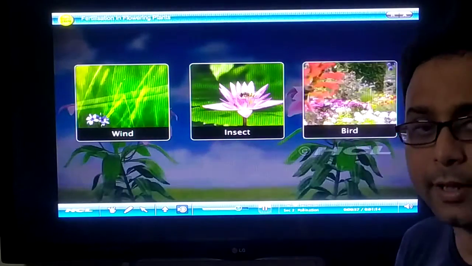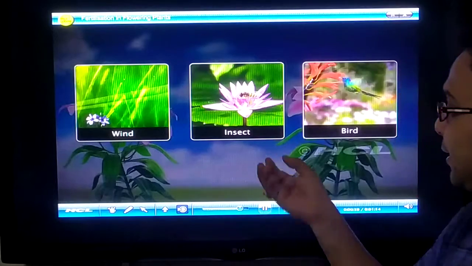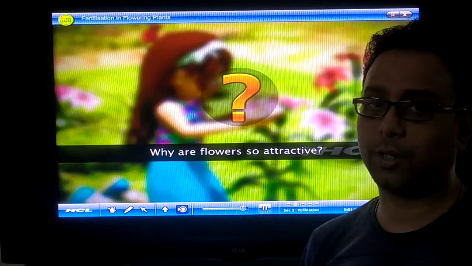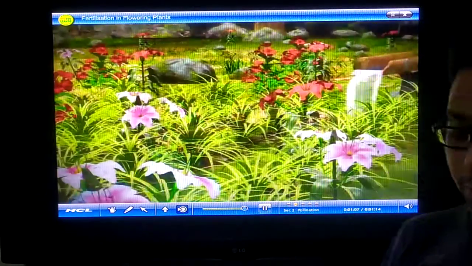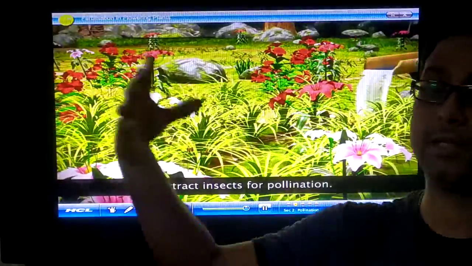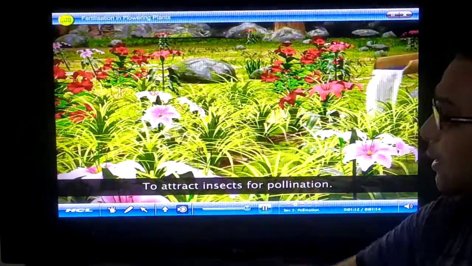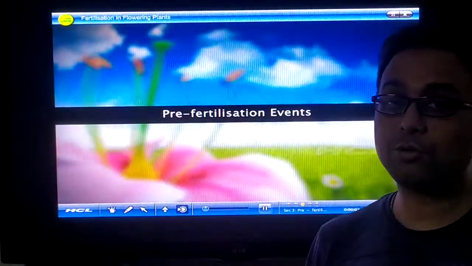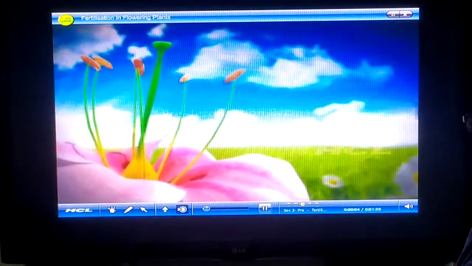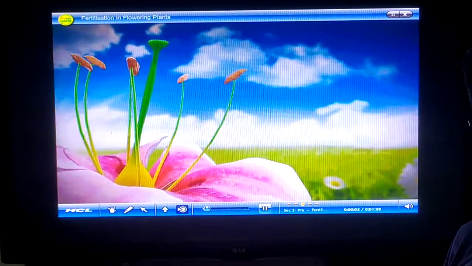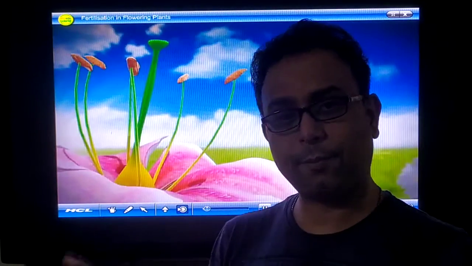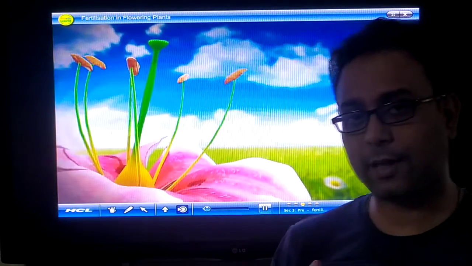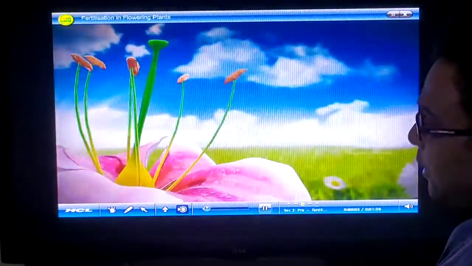Cross-pollination happens by different agents, like wind, insects, birds. Different agents are responsible for cross-pollination, because it is very important to transfer the pollen grains to a very distant place. But why are flowers attractive in nature? Due to the attraction, insects are drawn towards the flower. When they take the nectar, pollination happens simultaneously. So there are pre-fertilization events, fertilization and post-fertilization.